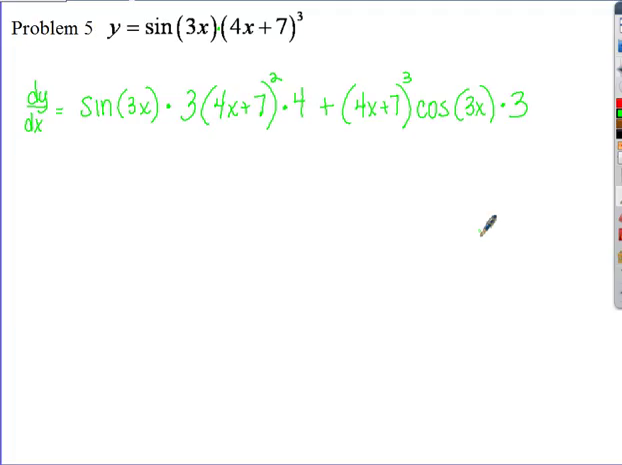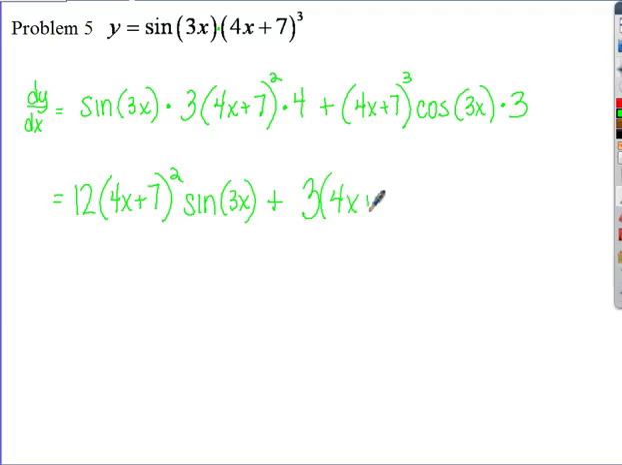Now we make it pretty. 3 times 4 is 12. 4x plus 7, the quantity squared, times sine of 3x, plus 3, 4x plus 7, the quantity cubed, cosine of 3x. Hopefully you can see what's happening there.